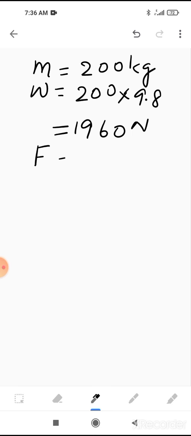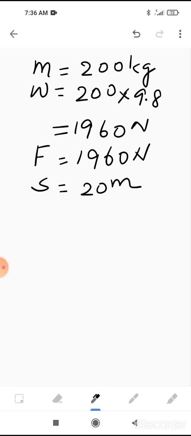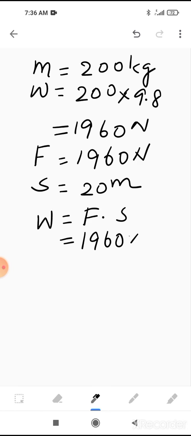So to lift this water, the force required is same as the weight of water, 1960 Newton. And the displacement here is 20 meter. This water is to be lifted through a height of 20 meter. And we are asked to find out the power. Power is work upon time. So let us calculate work first by using the formula F into S. F is 1960 into S is 20. These many joules is the work.